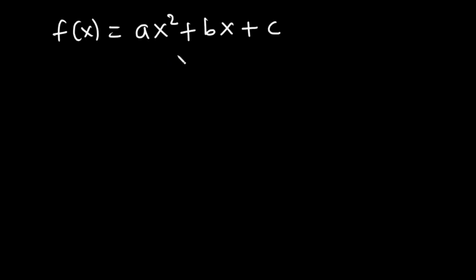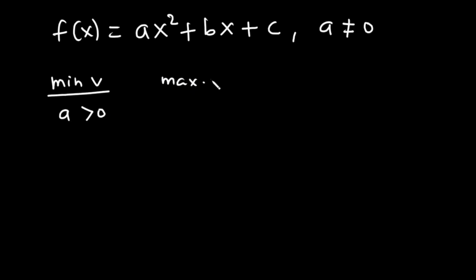Now let's talk about quadratic functions. A quadratic function is a function of the form ax squared plus bx plus c, where a, b, and c are all constants and a is not equal to 0. The function has a minimum value when a is greater than 0 and a maximum value when a is less than 0. Now let's look at some examples of quadratic functions.